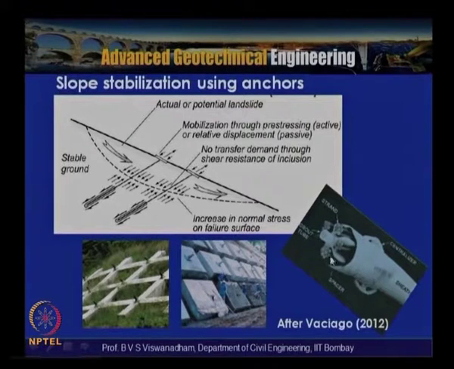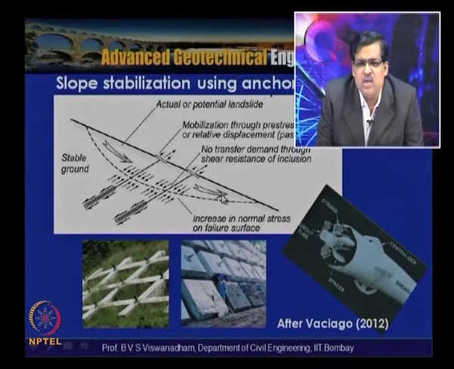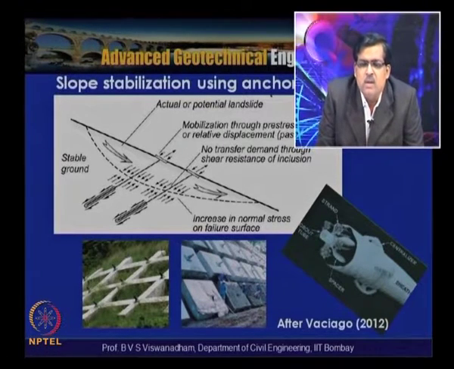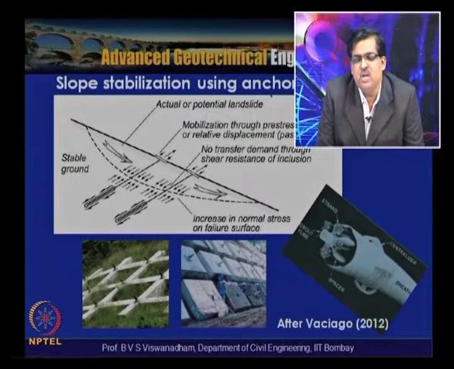So basically this ensures the stability by providing the frictional resistance beyond the failure surface. So mobilization is through pre-stressing in case of active and relative displacement in case of passive. So basically here there are active anchors and passive anchors. The passive anchors are those in which the soil movements make the mobilization of the tension.